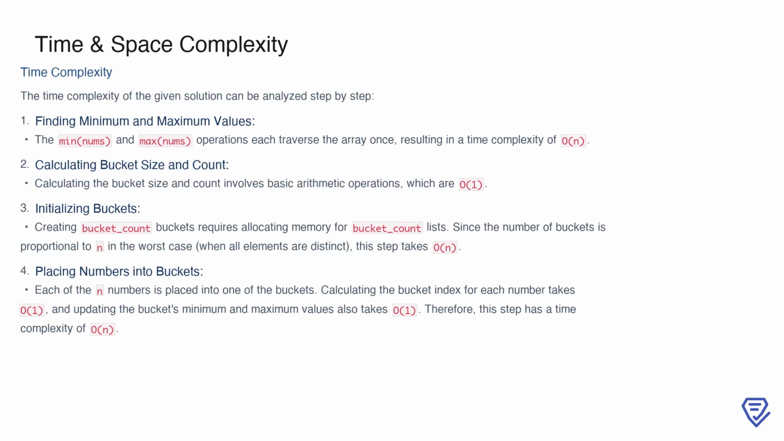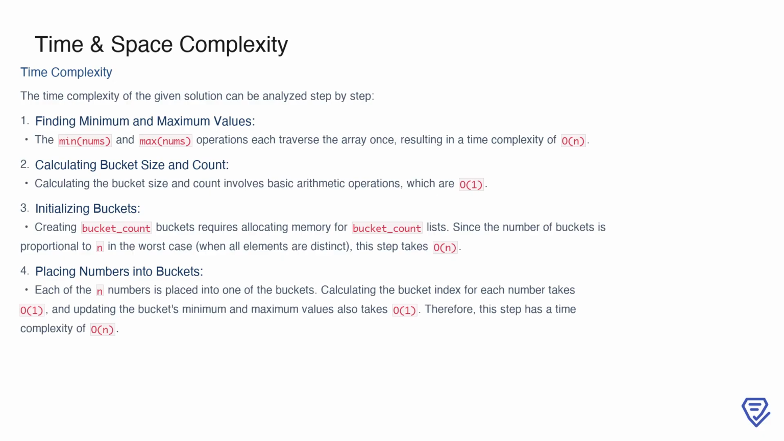The time complexity of this solution can be broken down into several steps. First, finding the minimum and maximum values in the array involves traversing all the elements once. This gives us a time complexity of O(n) for these operations. Next, calculating the bucket size and the number of buckets involves straightforward arithmetic operations, which are constant time, or O(1). Then, we need to initialize the buckets.